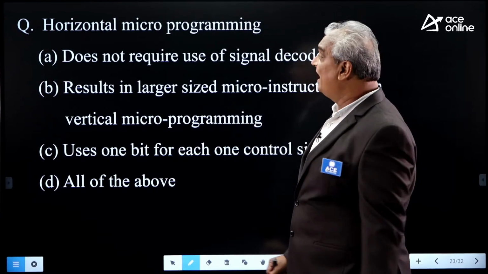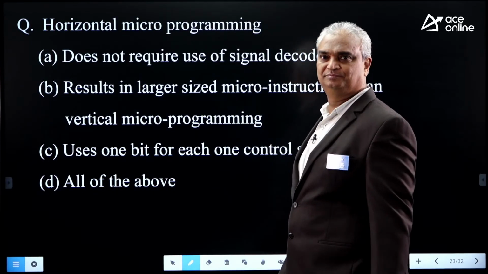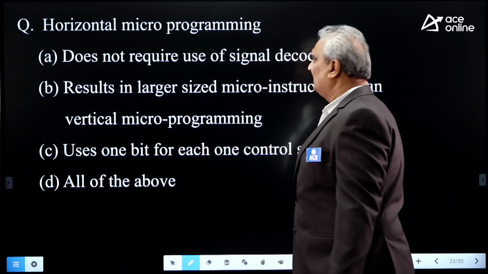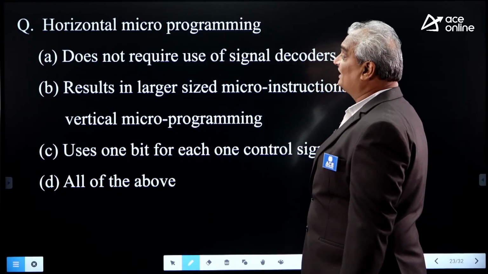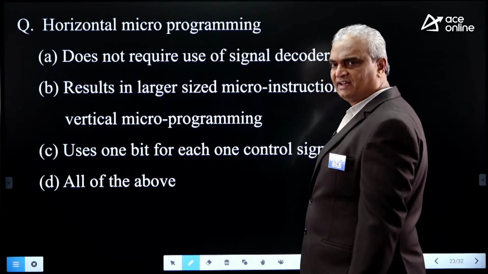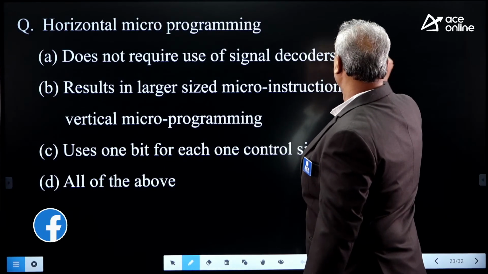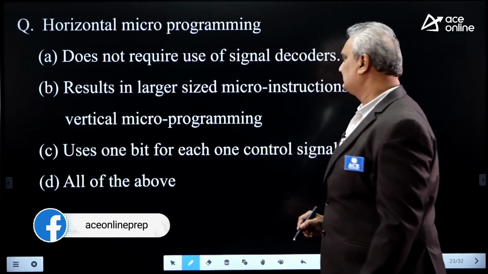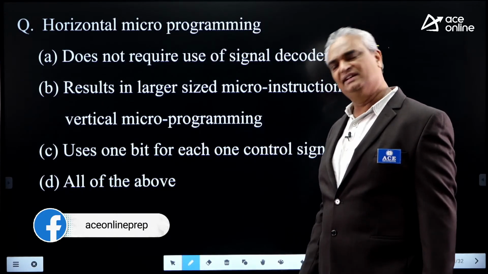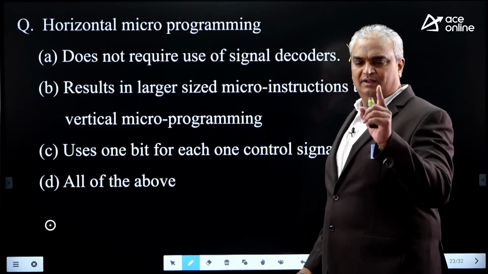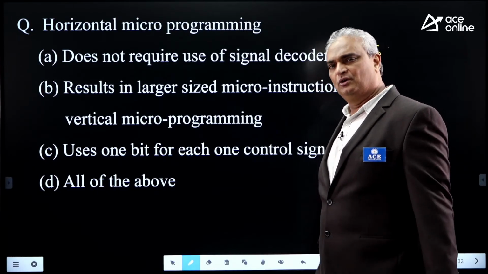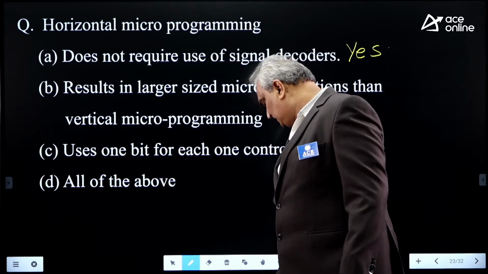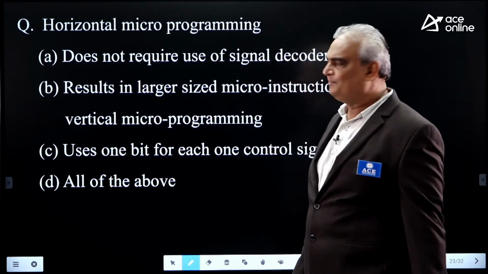Next, horizontal microprogramming, control unit design topic. Does not require use of signal decoders. Yes, because vertical programming requires this. Next, results in larger sized microinstruction than vertical microprogramming. Yes, because in a horizontal microprogrammed control word, 1 bit is required for one signal. That's why the length is longer. Yes.